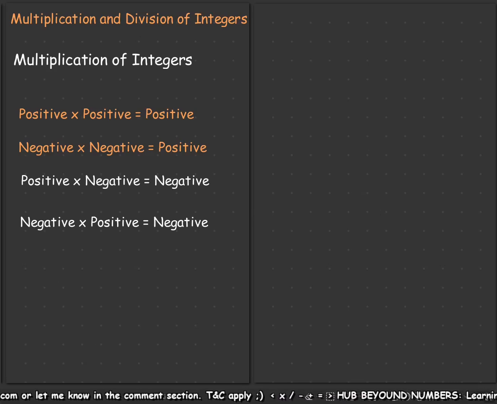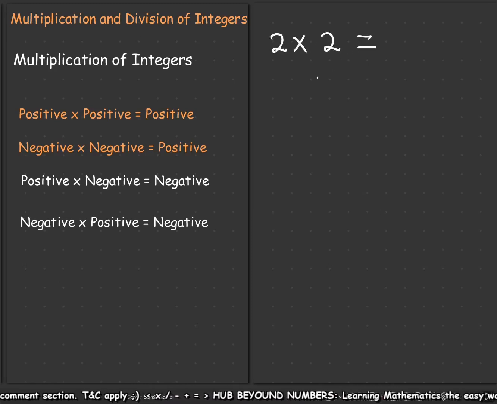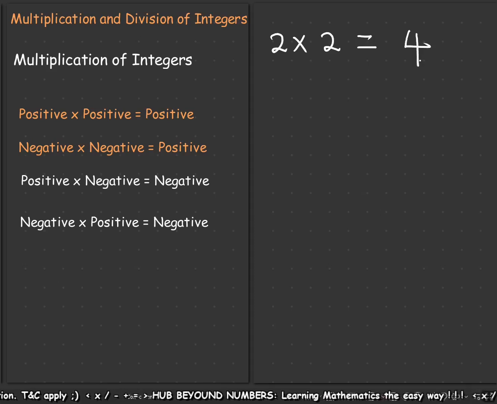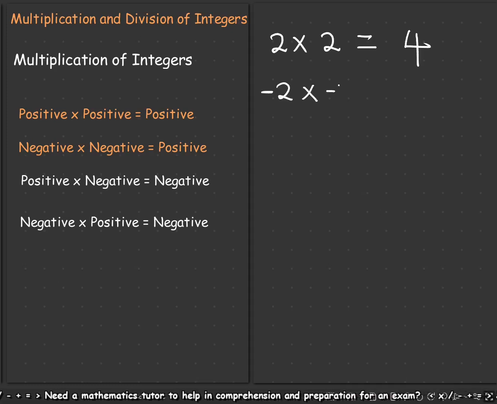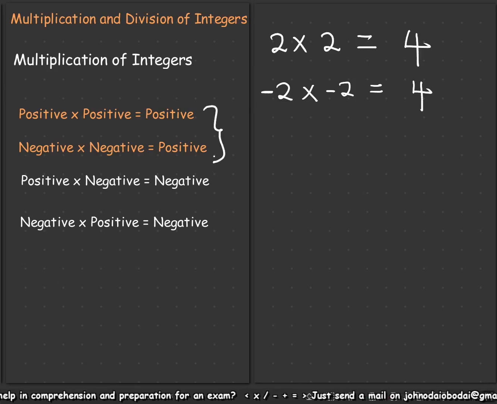So for instance, if you have positive 2 multiplying positive 2, because they are both positive, you are going to get a positive number. That is fine. Now, the second rule governing multiplication says that if you are multiplying two numbers and they are both negative, then your answer is also going to be positive. That is a little bit tricky, but that is the fact. So if you have negative 2 multiplying negative 2, you get a positive 4.